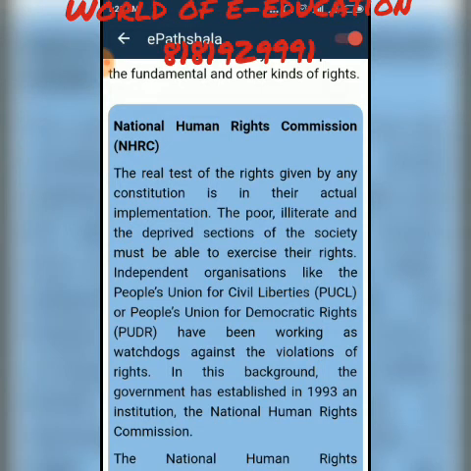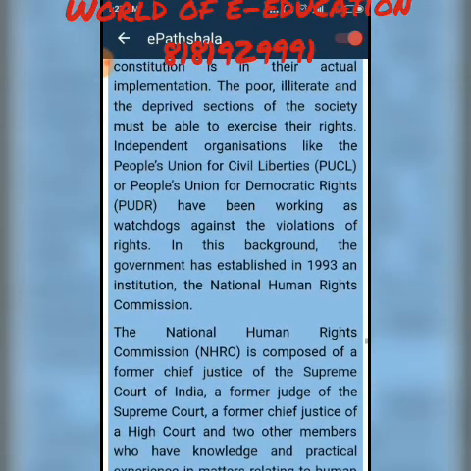The real test of the rights given by any constitution is in their actual implementation. The poor, illiterate and the deprived sections of the society must be able to exercise their rights. Independent organizations like the People's Union for Civil Liberties (PUCL) or People's Union for Democratic Rights (PUDR) have been working as watchdogs against the violations of rights. In this background, the government established in 1993 an institution, the National Human Rights Commission.